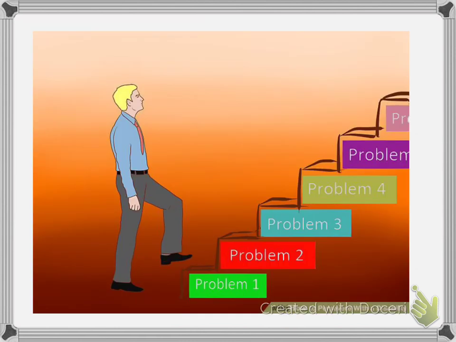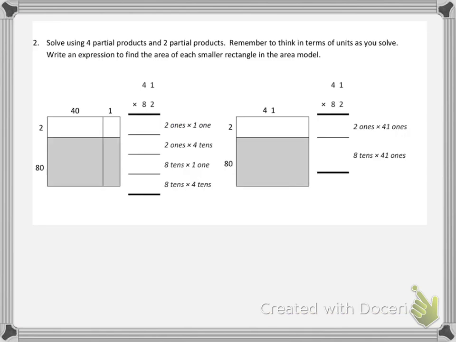All right, let's see how you guys can do in the next couple of problems. Remember to just persevere. Do not give up. Always give your 100%. Solve using 4 partial products and 2 partial products. Remember to think in terms of units as you solve. Write an expression to find the area of each smaller rectangle in the area model. Again, I want to see your work tomorrow. Bring it in. Solve 41 times 82, but use the 4 partial products and the 2 partial products to help you. Remember to bring in your work tomorrow.